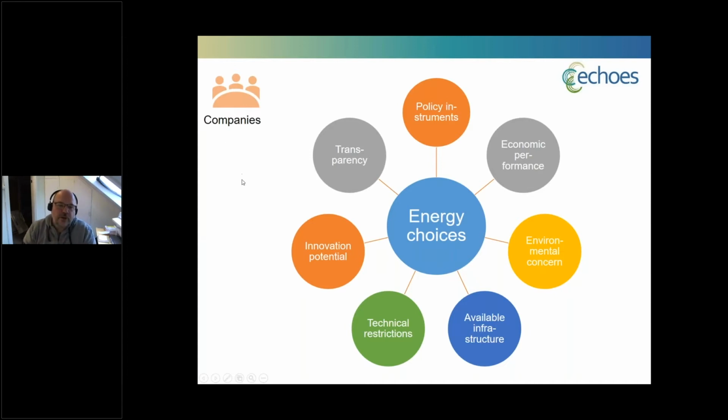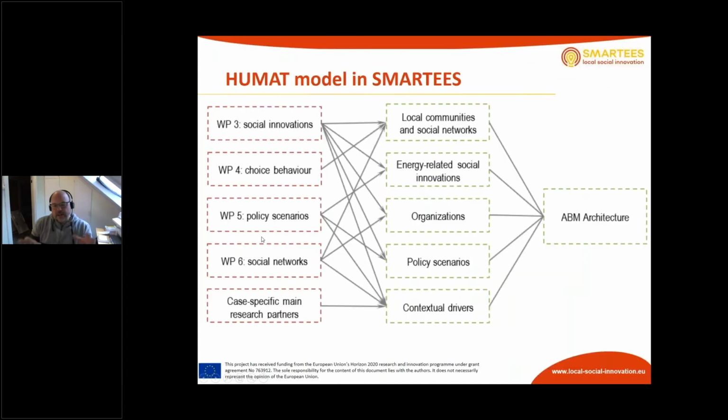And now going over to the Smarties project, next slide, please, we are trying to develop models of people, models of groups of people, to see how such innovations in the energy system emerge. And these groups of people, or these systems that we simulate, consist of different components. So we have the local communities and their social networks. The network of people is quite important for agent-based models. We have the energy-related social innovation as a component here. So what is it that we're interested in?